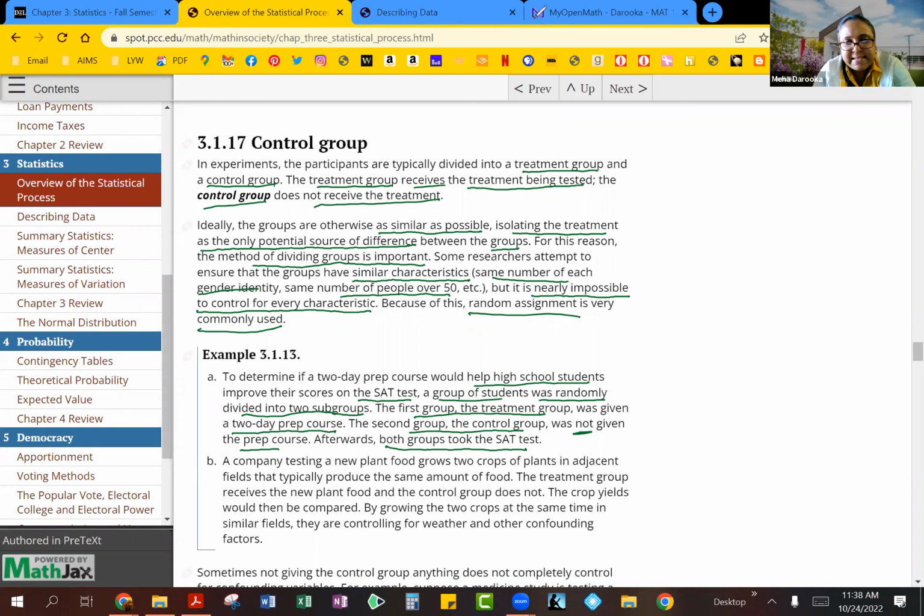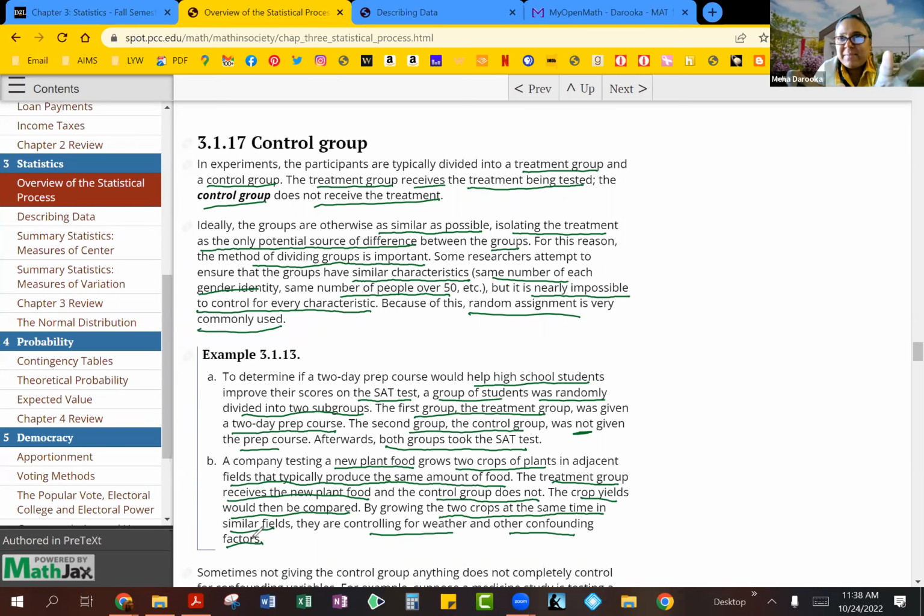And then, of course, the second example is talking about a company testing a new plant food that grows 2 crops of plants in adjacent fields that typically produce the same amount of food. So your treatment group receives the new plant food, and of course the control group would not. So the crop yields would be compared, and by growing the 2 crops at the same time in similar fields, you are obviously trying to control for the weather, but you are also trying to make sure none of the other confounding variables or factors will pop in.